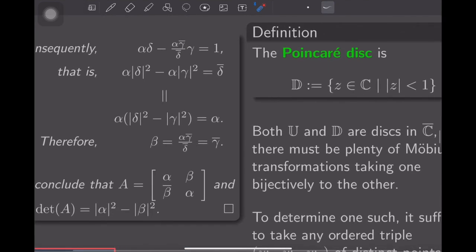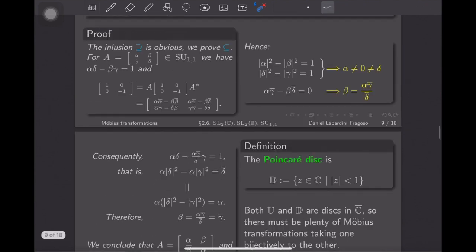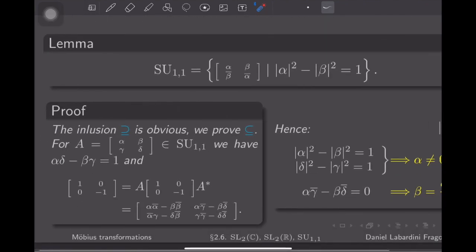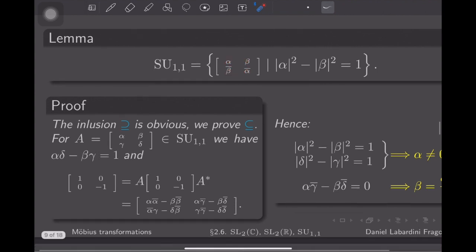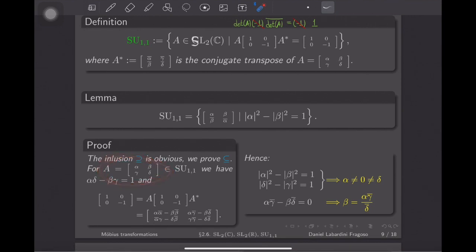And then for the other one, well, now I know that these two are equal, and I recall this other equality, and you see here alpha is equal to delta bar, so I have beta equal to gamma bar, to gamma conjugate. Okay, so now I have the desired form of this one. It has the desired form, and the determinant is 1, but the determinant is precisely the norm of alpha square minus the norm of beta square. So my matrix was indeed in the desired set.